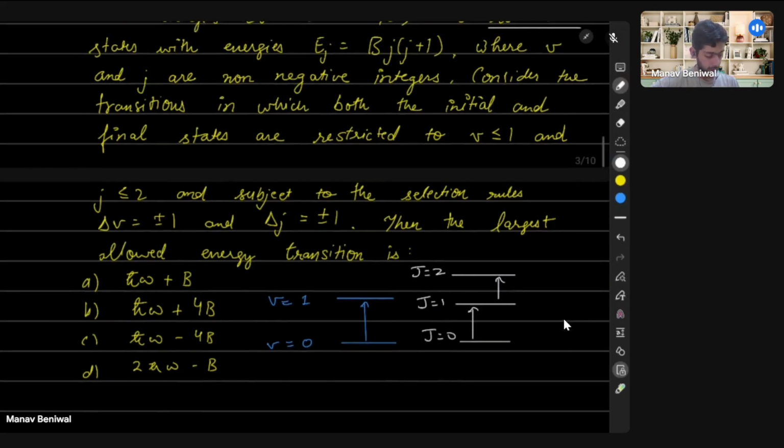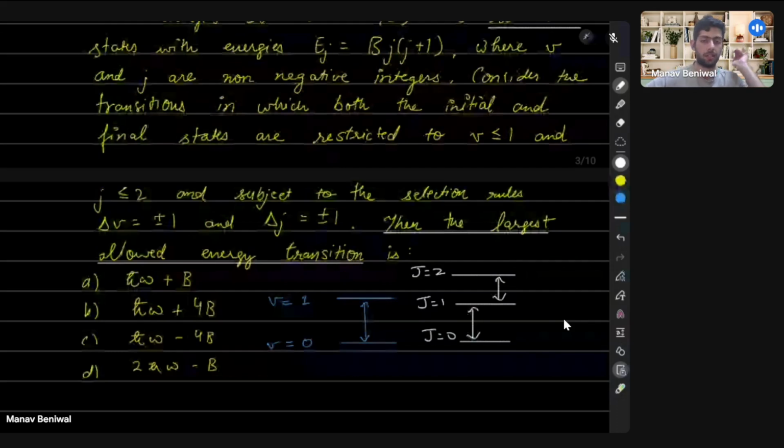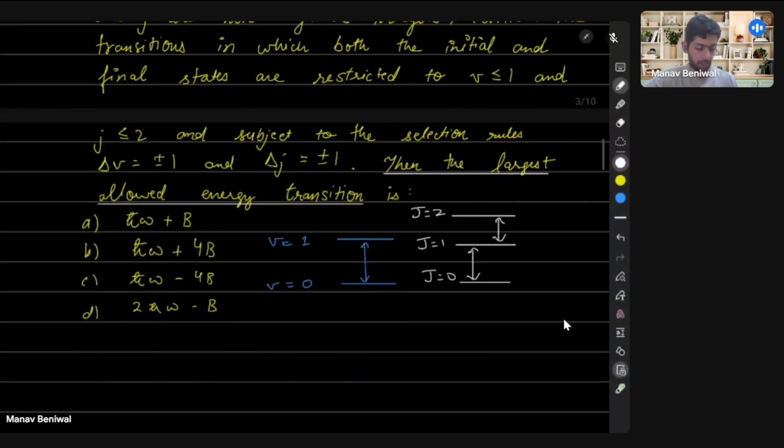And of course, the reverse also, like 0 to 1 and 1 to 0, 1 to 2 and 2 to 1. These are the possible transitions. And then we have to calculate the largest allowed energy transition. This is what the question is asking us. Okay, largest allowed energy transition. So let us start.